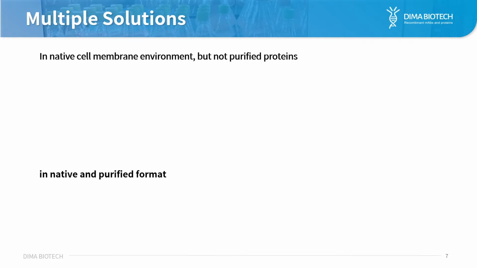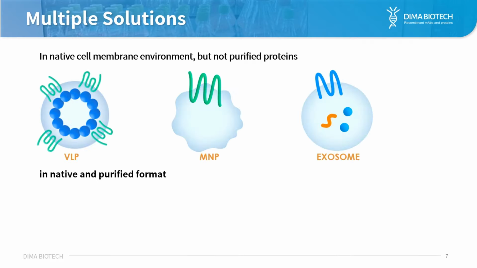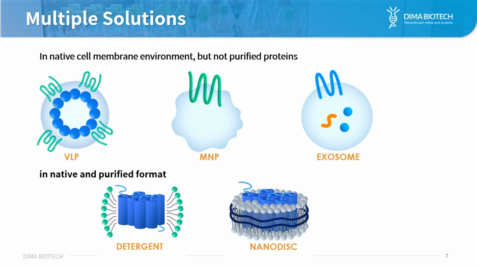In the first category, the protein is produced as nanoparticles. It can be used for immunization and immunoscreening with the ELISA approach. We have 3 solutions under this category: Vyepti, MNP, and Exosome. In the second category, we use special solutions to make the protein in native conformation and purified form. This includes detergent solutions and the nanodisc approach.